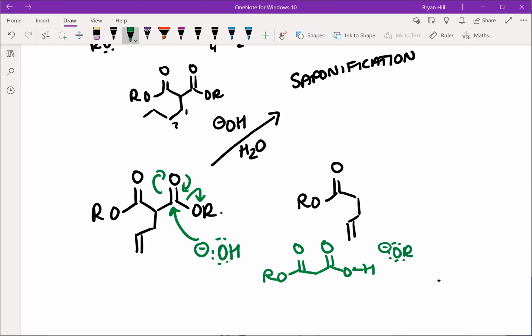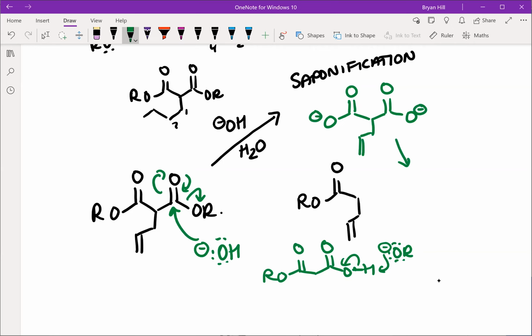And this proton is quickly going to get removed, because having a carboxylic acid in a basic solution, it's going to quickly get removed. But the same thing can take place at both carbons, so you're going to have a dual saponification reaction. So your product here is going to look like this. And I'm going to protonate it after the workup. So it'll be the dianion.